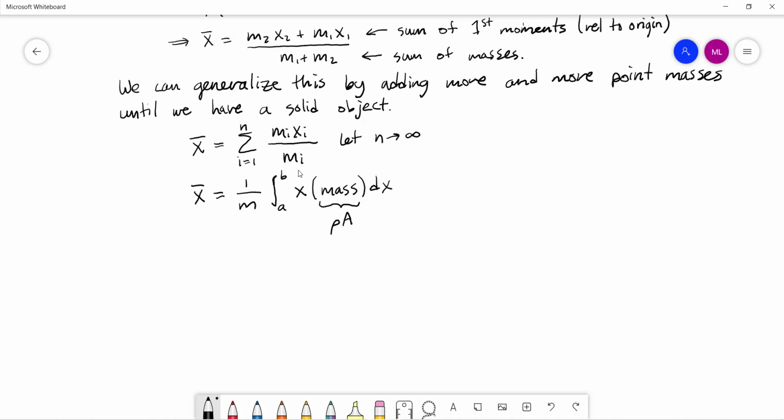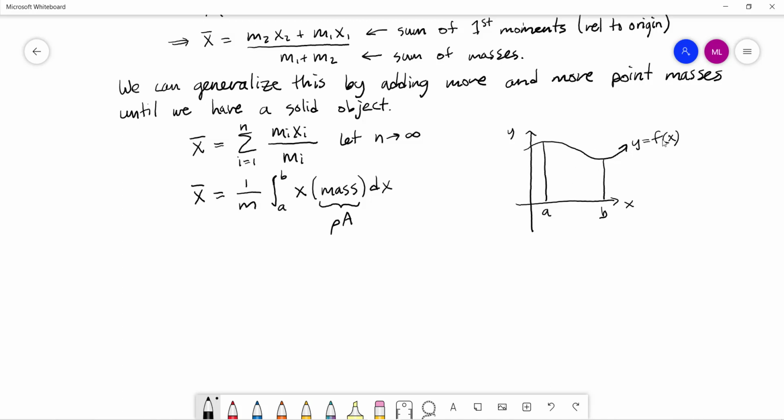But how do we find the area of a region? So if this is our region over here, we have y equals f of x, and here's our region, a to b. How do I find the area of this?